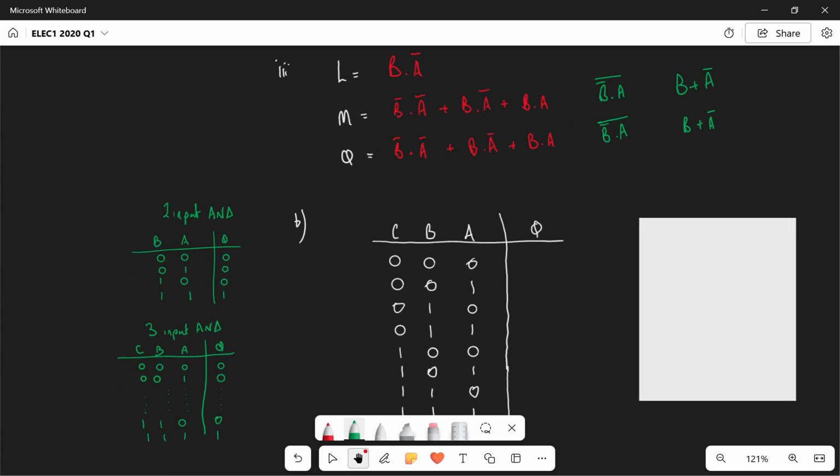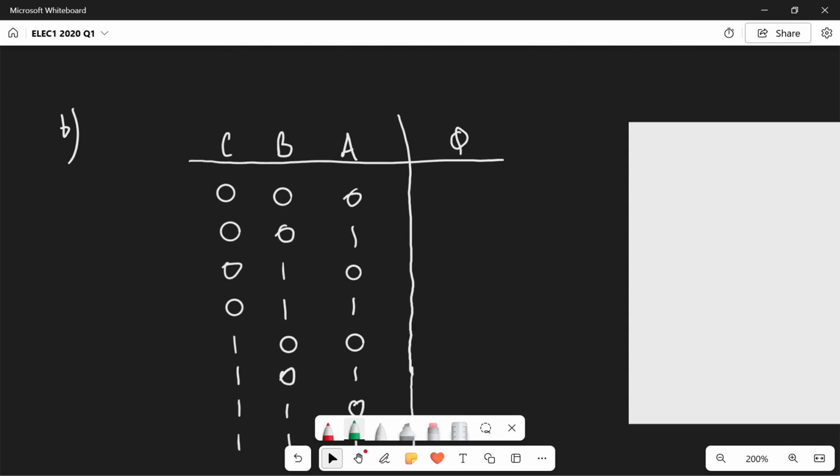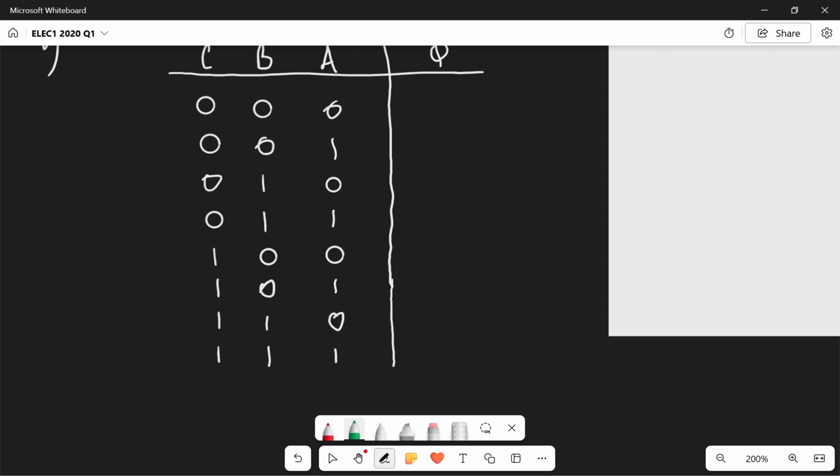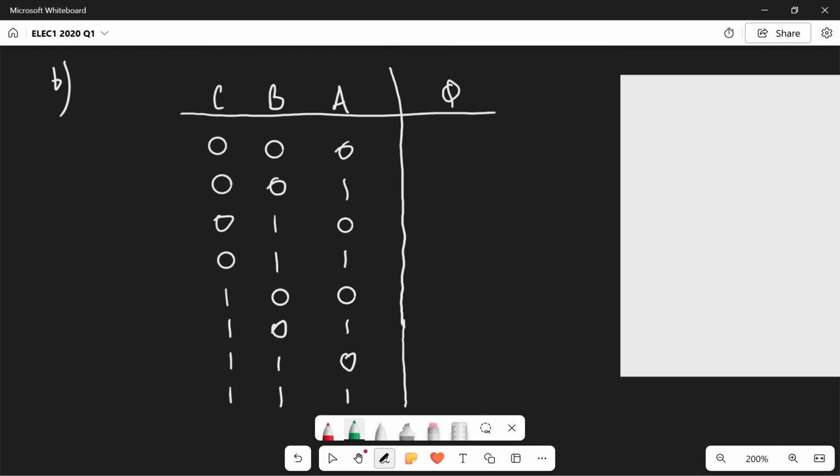Okay, part B. Now for part B, we've been given a large truth table. The diagram shows the circuit symbols for a 3-input exclusive OR gate, and we've got to complete the truth table. And you might think this is quite straightforward, but the reality is there's a bit of a trick as far as this question is concerned.